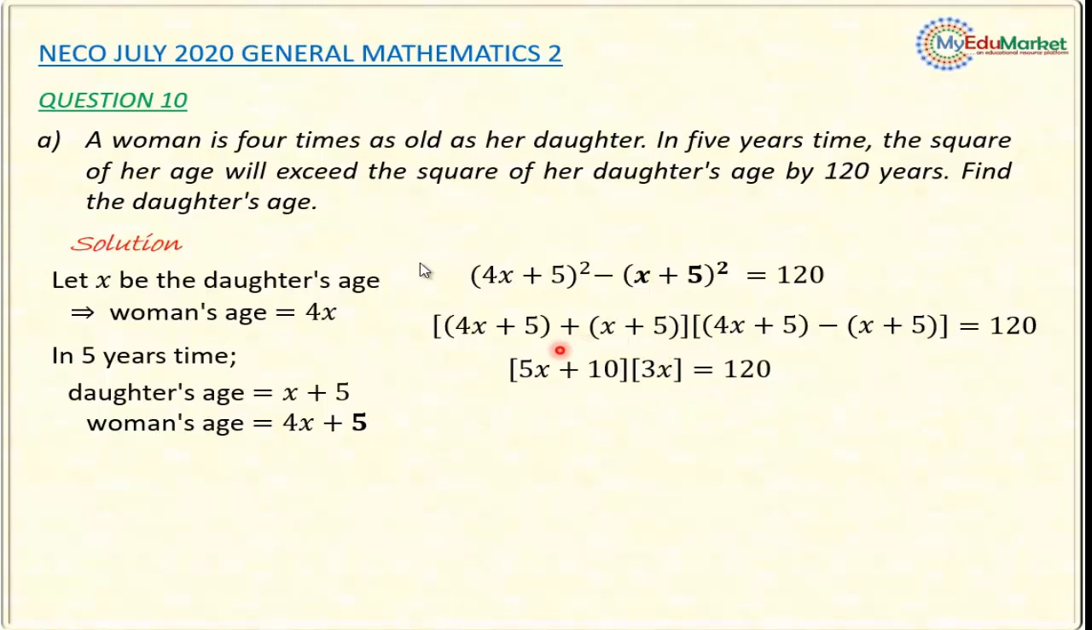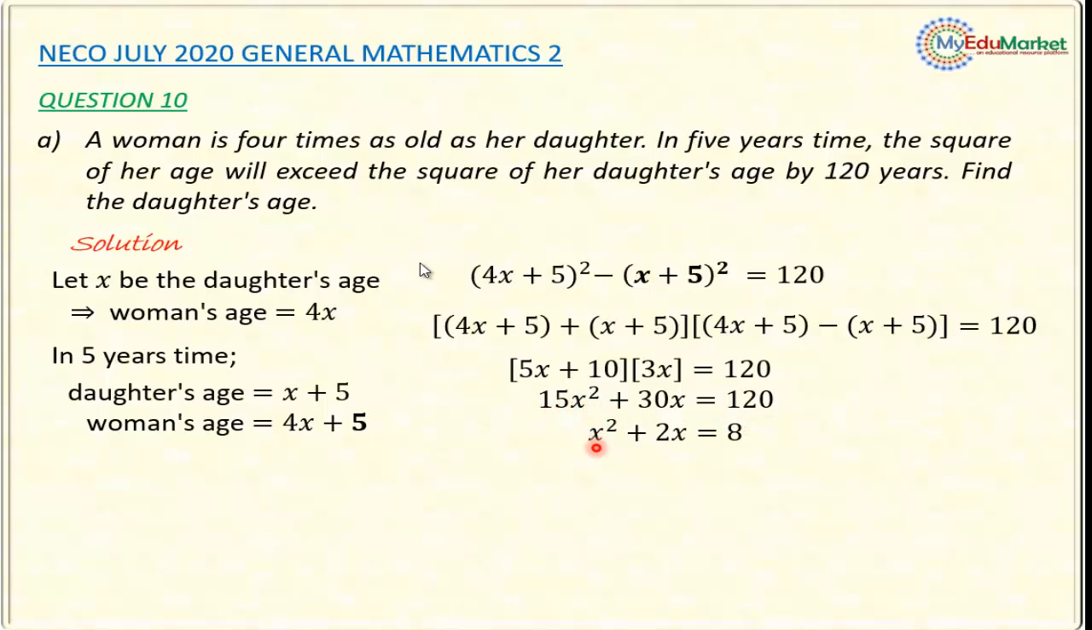So I will expand these two square brackets, I'm expanding them. So 3x multiplied by 5x, 3x multiplied by 10. So that is going to give 15x squared plus 30x equals to 120. I will divide it through by 15. So I'm going to have x squared plus 2x equals to 8. This reduced this quadratic to a much simpler one.